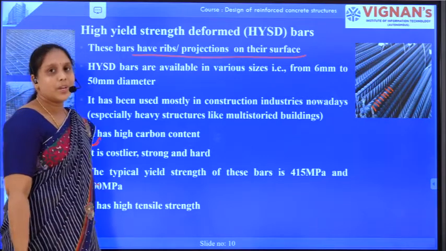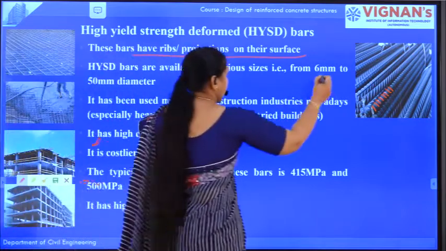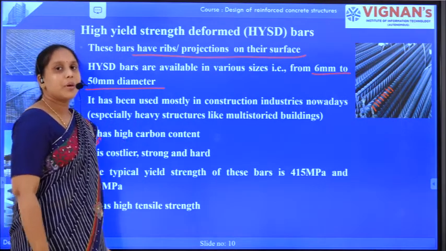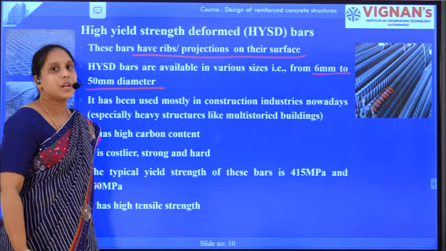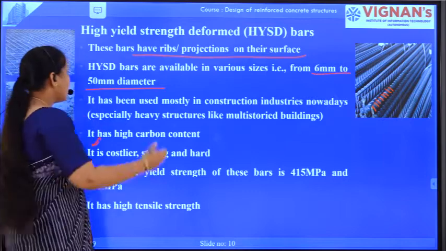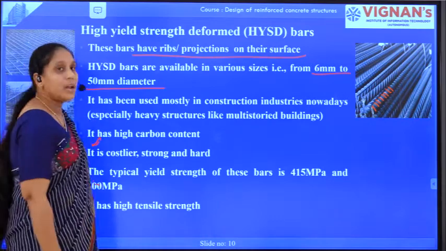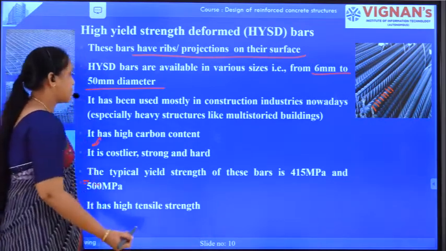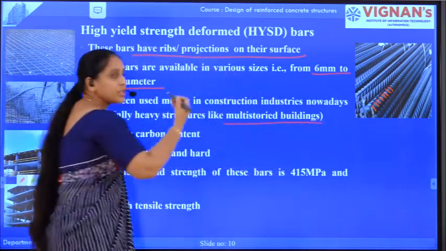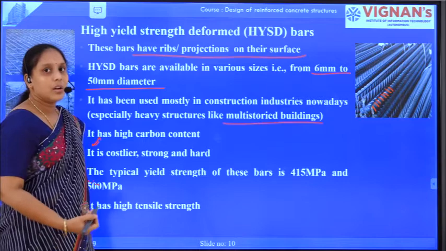These HYSD bars are generally available in different sizes, from 6 mm to 50 mm diameter. So from 6 mm to 8 mm, 10 mm, 12 mm, 16 mm, 20 mm, 25 mm, of different diameter sizes up to a diameter of 50 mm, the HYSD bars are generally available. And nowadays in most constructions, like heavy constructions of multi-storied buildings, the HYSD bars are most commonly used as a reinforcing steel material.